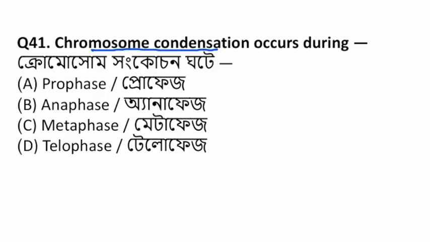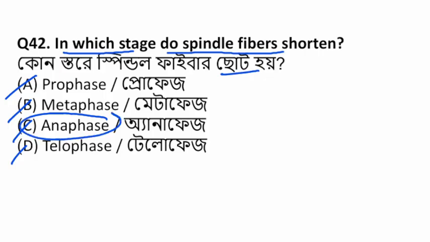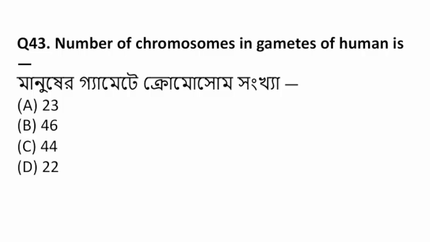ক্রোমোজোম কনডেনসেশন অকার্স ডিউরিং. তো ক্রোমোজোমটা সংকুচনটা ঘটে কোন ফেজে? প্রোফেজ, অ্যানাফেজ, মেটাফেজ, টেলোফেজ. The chromosome condensation occurs at the prophase. In which stage do spindle fibers shorten? The spindle fiberটা ছোট হতে শুরু হয় কোন স্টেজে? প্রোফেজ, মেটাফেজ, অ্যানাফেজ, টেলোফেজ. The spindle fiber shortens at the anaphase stage. Anaphase স্টেজের মধ্যে স্পিন্ডল ফাইবারটা ছোট হতে শুরু হয়.